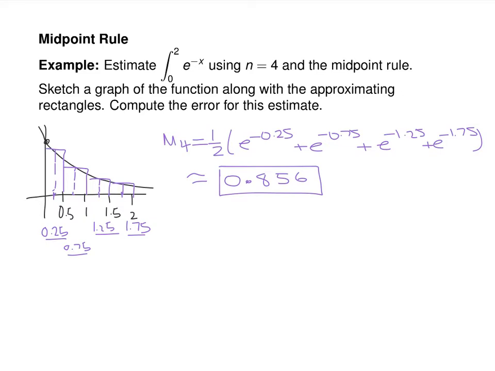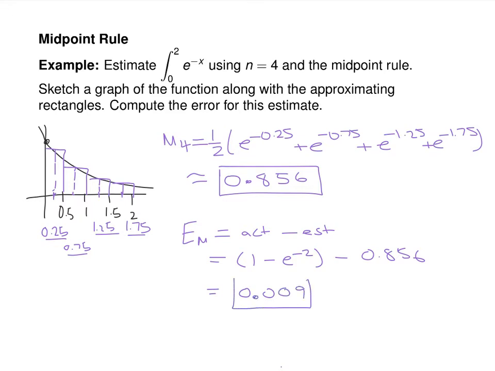And the most astounding thing here is the error. So the error for the midpoint rule, remember that will be the actual minus the estimate, and that's 1 minus e to the negative 2 minus 0.856, and holy moly, that's 0.009. It is way more accurate than the left and right estimates, like light years ahead of it. So one question that we'll discuss in this lesson is how do we determine how many pieces to cut the interval into so our estimate is as accurate as we need it to be.